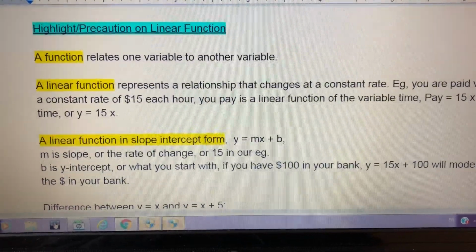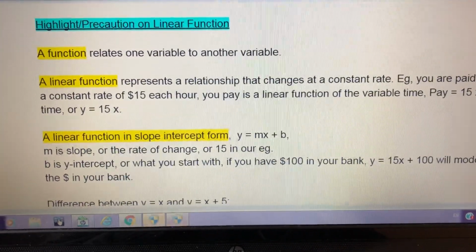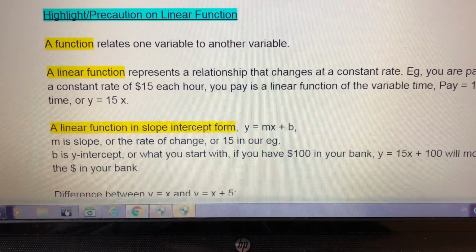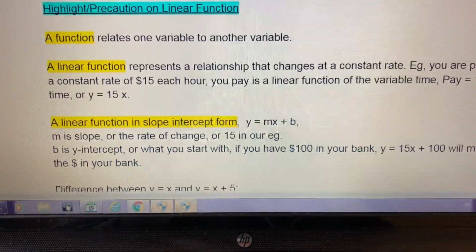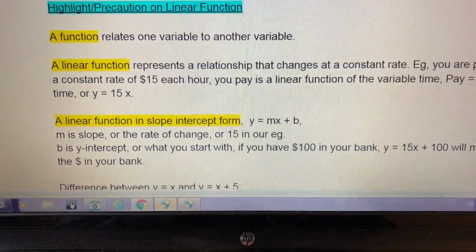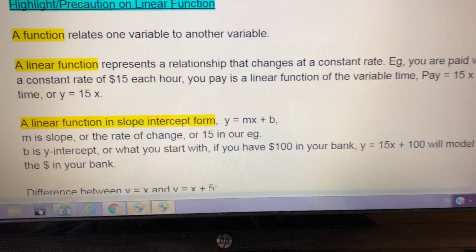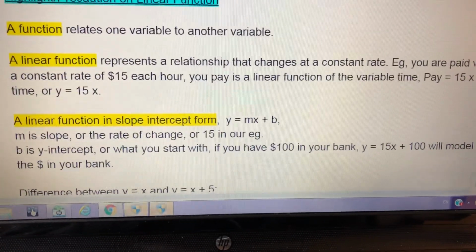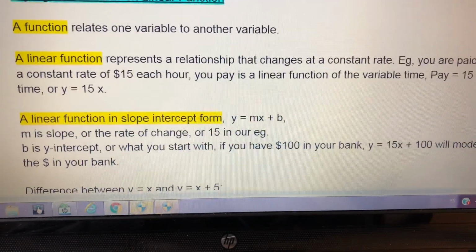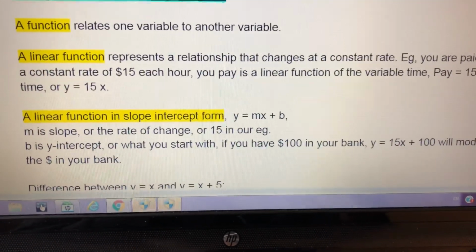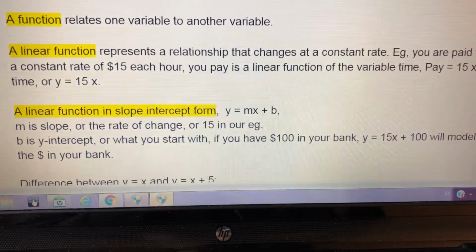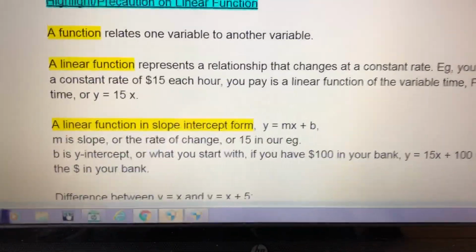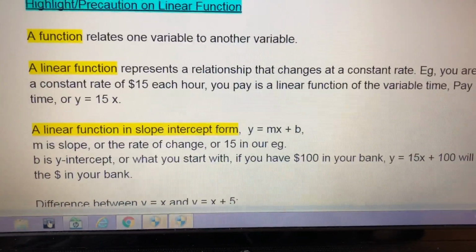I just want to spend a few minutes to highlight and also comment on the precaution when you use linear function. So linear function relates, as you know, a function relates one variable to another variable. For example, y and x, the two variables, you relate through a function. A linear function represents a relationship that changes at a constant rate.